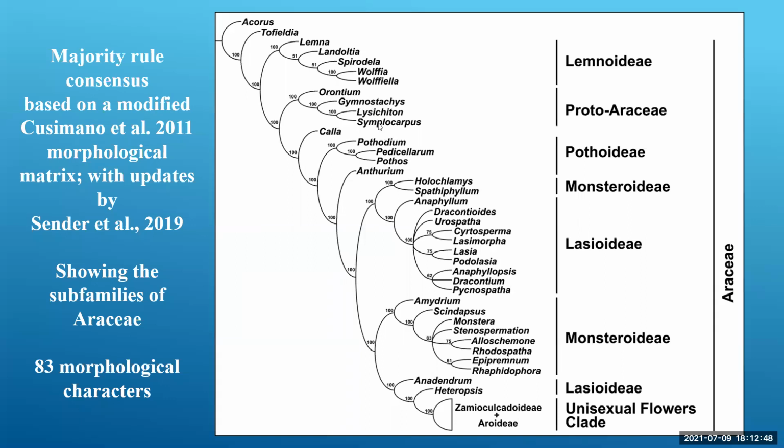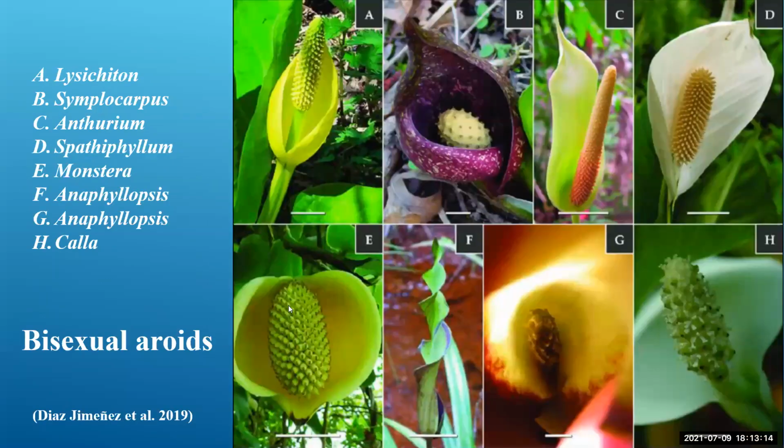We looked at the two skunk cabbages, eastern and western skunk cabbages already. Then below that is Calla, and then these groups, Pothoideae, Monsteroideae, Lasioideae. These are all bisexual aroids. And then below this is a very large unisexual flowered clade. So we have portions of the spadix which are male, and parts that are female, if you will. So these are what the bisexual aroids look like. All of the flowers or fruits are the same from the base to the apex, which is what we think we have in our fossils.